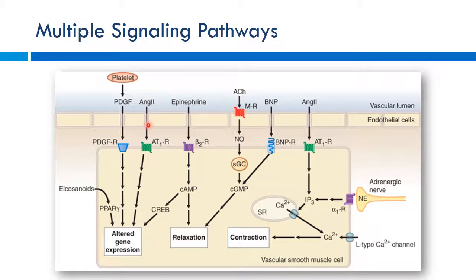That's why a lot of people have hypertension due to angiotensin 2. Things like epinephrine can cause this to constrict as well. You can find things like acetylcholine can have effects here. So again, there's lots of different ways that we can get the same effect out of these cells.